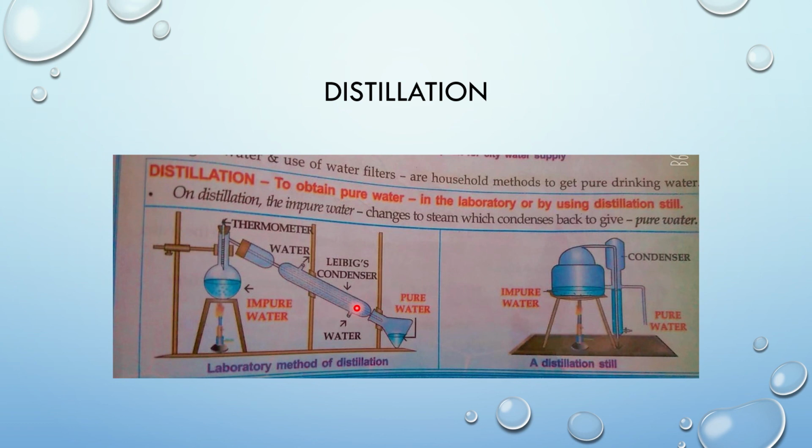And here is the condenser, where the water will be passing. Finally, here the pure water will be collected. This is the normal round bottom flask, and the condenser will be there. Here the impure gases will be, and the pure water comes here. The gases go there.